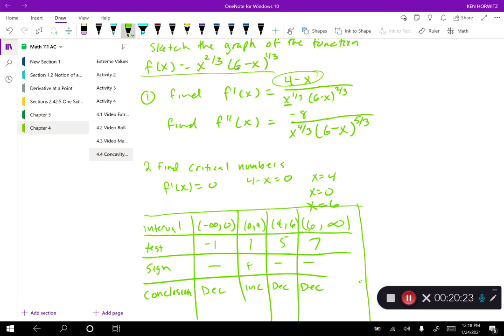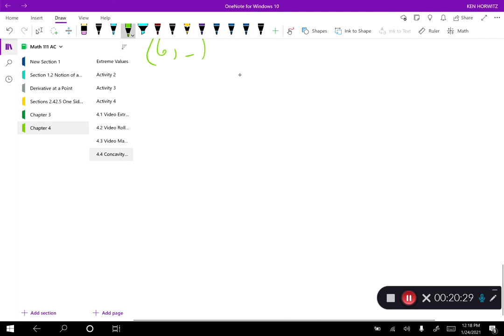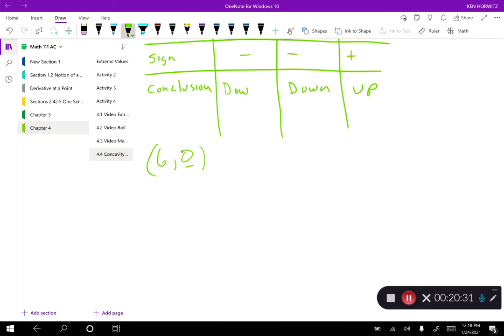If we plug 6 in, 6 minus 6 is 0. The whole thing is going to equal 0. So my y value on 6 would be 0. So this is our point of inflection, where the concavity is going to indeed change. Let's see what kind of information we have, and then we can write some stuff down.